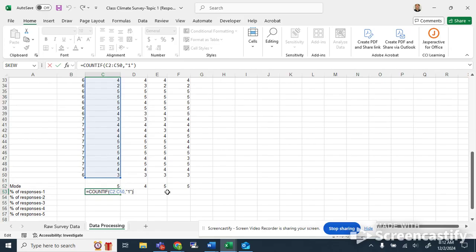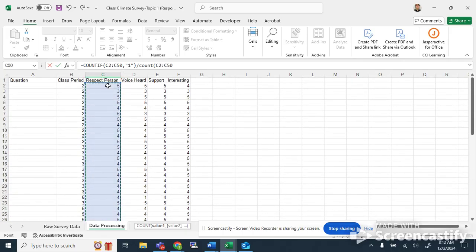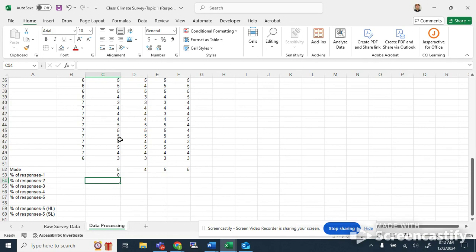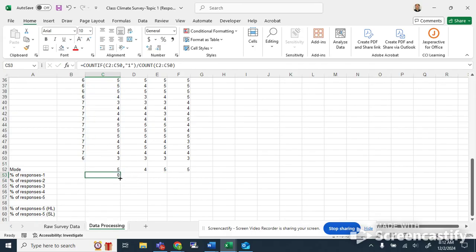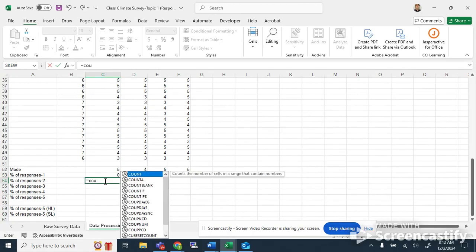If I want to make this a percent, out of the total, all I have to do is divide by the count. This is just saying, take the number of cells that have a value of 1 divided by the total count. And you can just drag this formula over. And you see I actually had 1 here. Then you do the same thing again, just changing it to a 2.